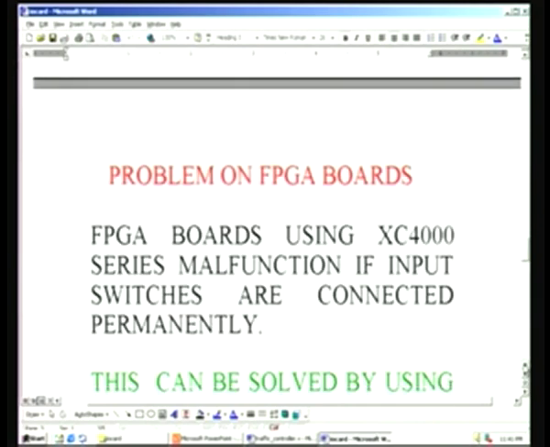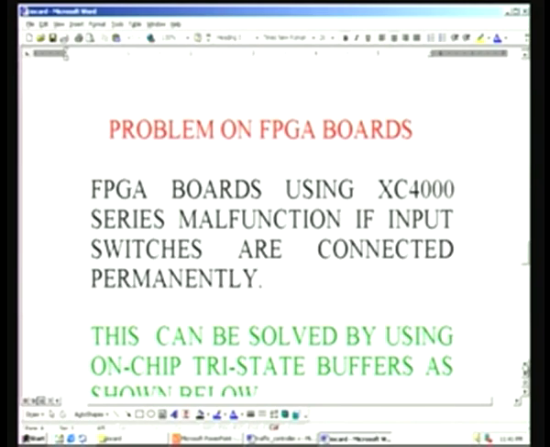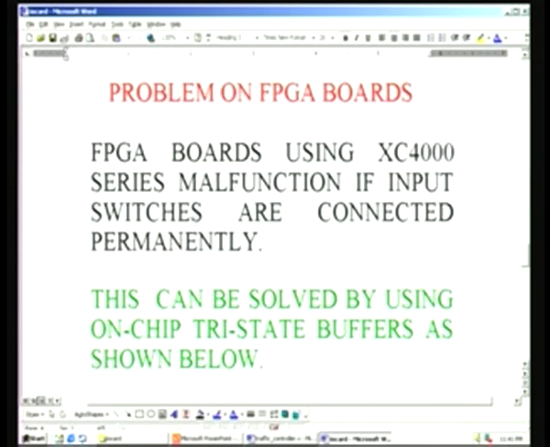We have some of these FPGA boards, and we will be showing one of them, especially based on the XC4000 series. There are problems associated with this. This is a practical problem which we have experienced in the course of development of different applications, and the problem is that FPGA boards using the XC4000 series malfunction if input switches are connected permanently.